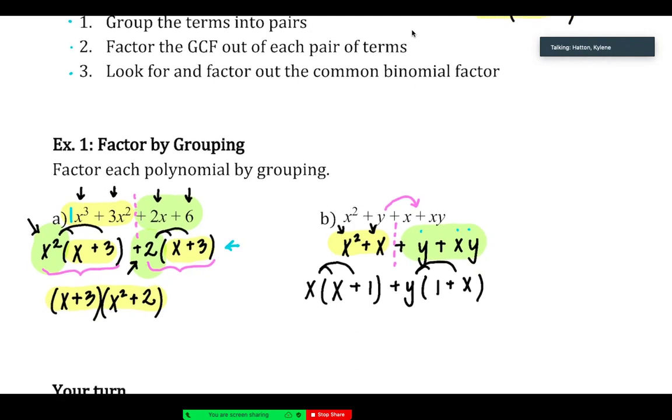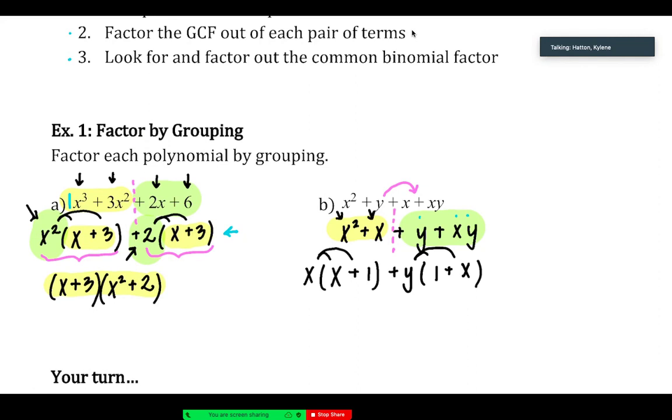So now we have x times x plus 1, plus y times 1 plus x. So we were supposed to look for and factor out a common binomial factor. We have pretty much the same thing, but because these are in a different order, it's up to you if you would like to rewrite it. If you recognize that they're the same, that's fine, you can move forward.